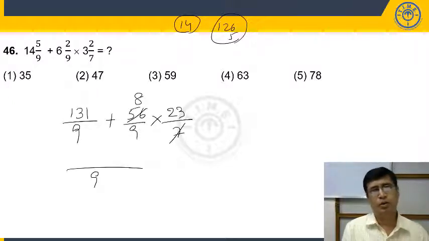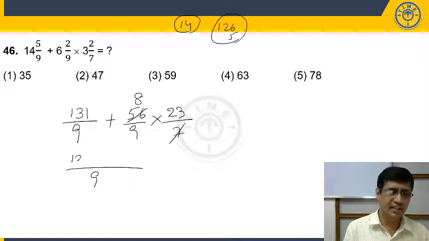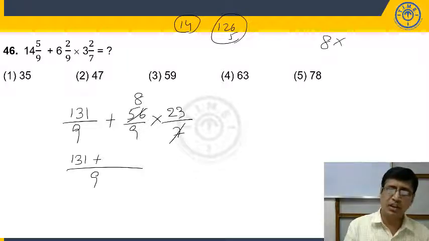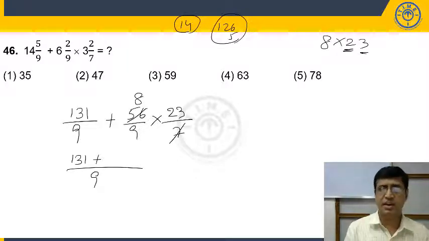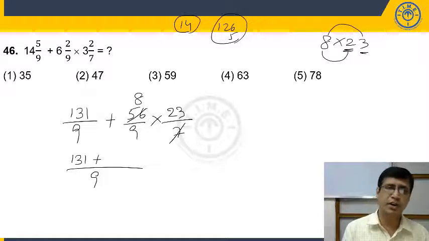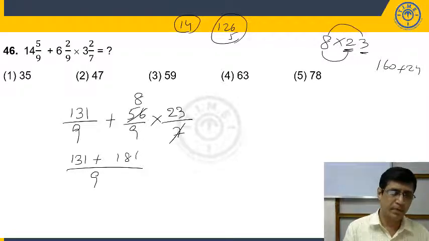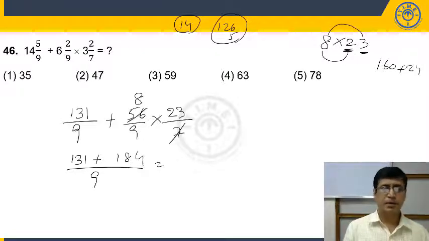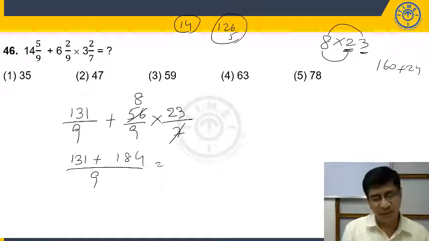LCM is 9. Denominator same here. So what is the sum of the numbers? 131 plus 8 times of 23. Yes, my dear students. 23 means 20 plus 3. So 160 plus 24. 3 times of 8 is 24 and 20 into 8 is 160. 160 plus 24. It is 184. Now simplify this. Now what is the sum of these two numbers? And divide with 9. Yes.